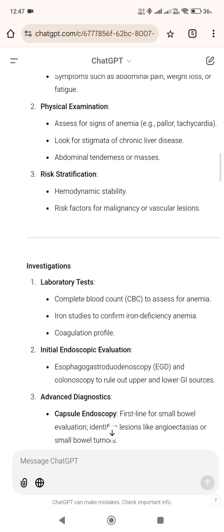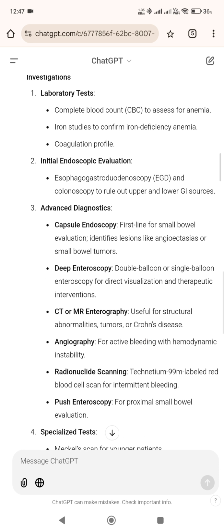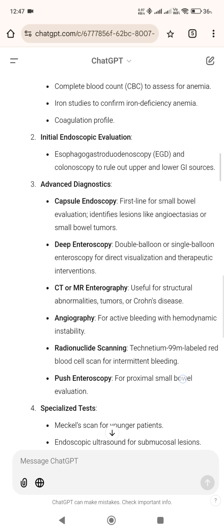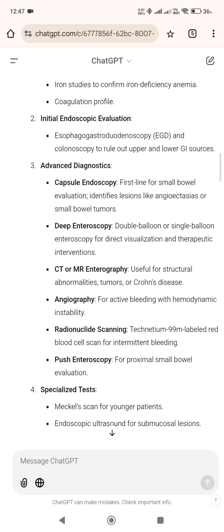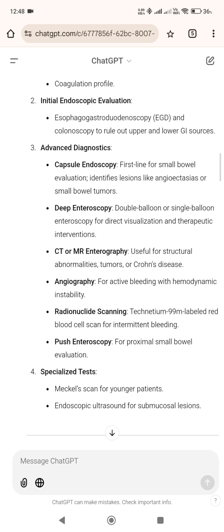Investigations. 1. Laboratory tests. Complete blood count, CBC, to assess for anemia. Iron studies to confirm iron deficiency anemia, coagulation profile. 2. Initial endoscopic evaluation, esophagogastroduodenoscopy, EGD, and colonoscopy to rule out upper and lower GI sources. 3. Advanced diagnostics, capsule endoscopy, first line for small bowel evaluation, identifies lesions like angioectasias or small bowel tumors. Deep enteroscopy, double balloon or single balloon enteroscopy for direct visualization and therapeutic interventions.